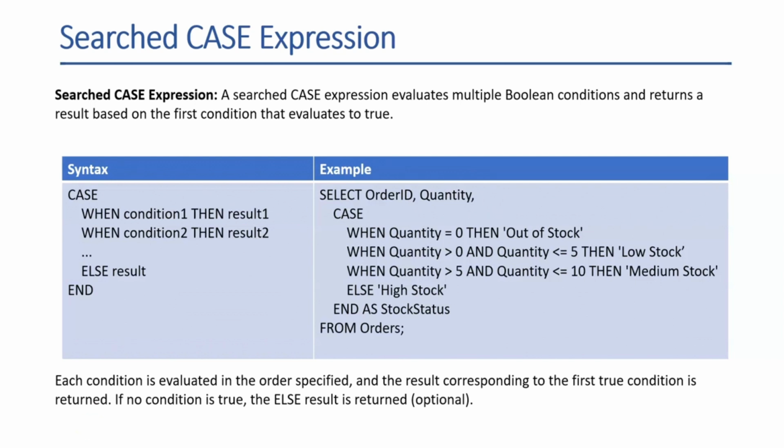Hello all. So we have seen what the simple case expression is. In this tutorial, we will see what the searched case expression is and how to use it. This expression evaluates multiple Boolean conditions and returns a result based on the first condition that evaluates to true. The syntax is more or less the same, but here you have the case without the expression or the column name, and then it's when, then. So the keywords are the same: case, when, then, else, and end.